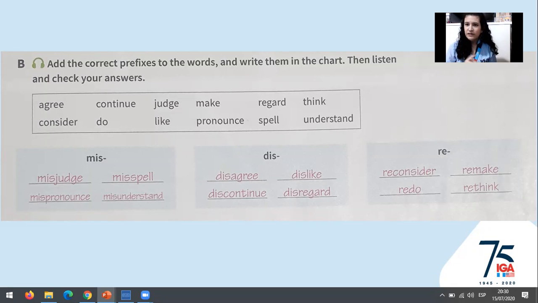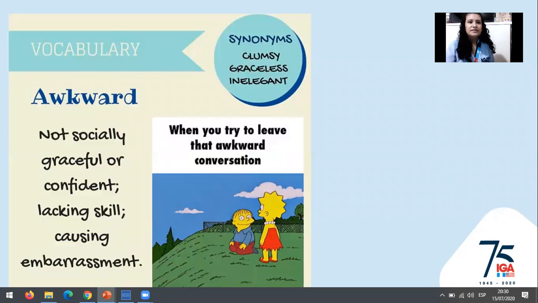But for this, first, we need one word just to refresh a little bit. And it's awkward. What is awkward? Some synonyms that we have are clumsy, graceless, or inelegant. Awkward is when you do something and it's not comfortable.